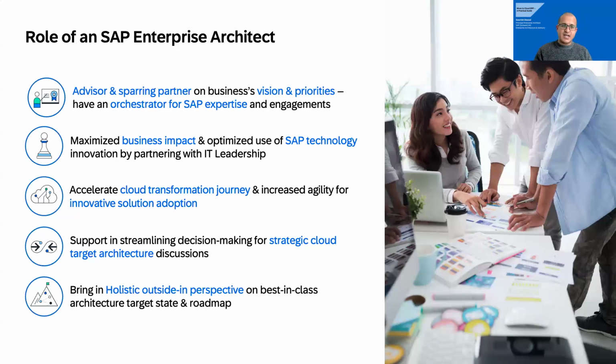We want to accelerate the cloud adoption journey, ensure that we deploy innovative solutions and adopt them, and support in streamlining decision making for strategic cloud target architecture. So build the architecture for the future and the transient architecture to get there, and also bring in a holistic outside-in perspective from different customers and different industries that we work with. So overall, it's a very strategic role at SAP. We work with IT stakeholders of different levels across industries, and we advise them on how to drive their transformation projects.